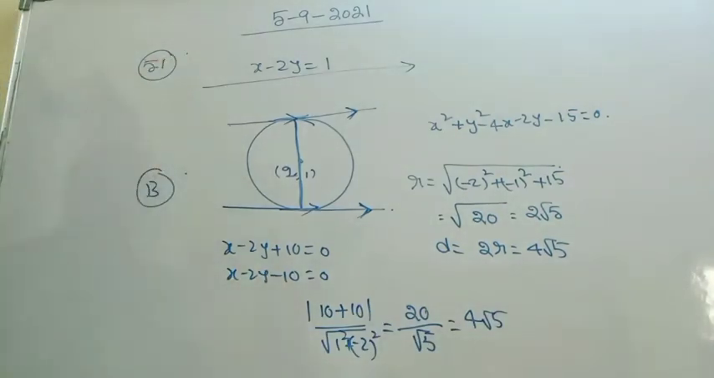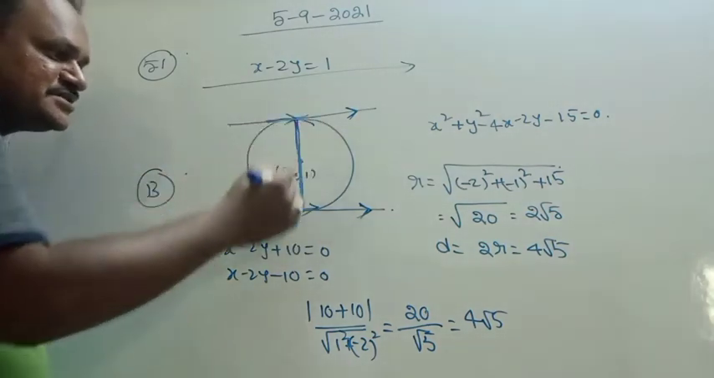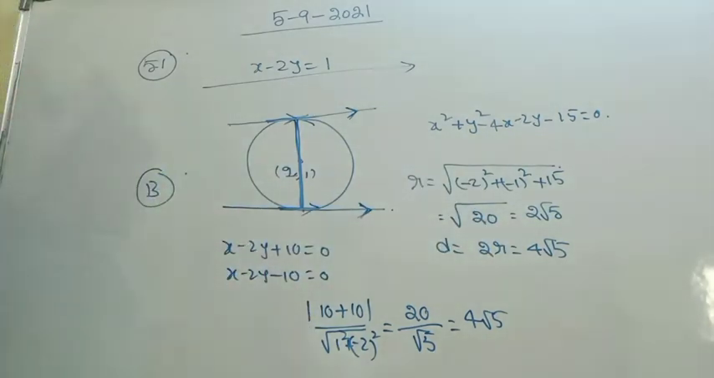This is the hint regarding this particular problem. Understand? The distance between these two parallel lines is nothing but the diameter. That is what we have got. Therefore, option B is correct here.